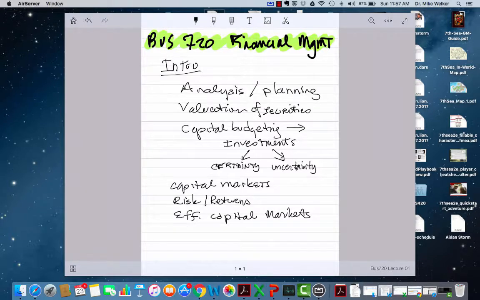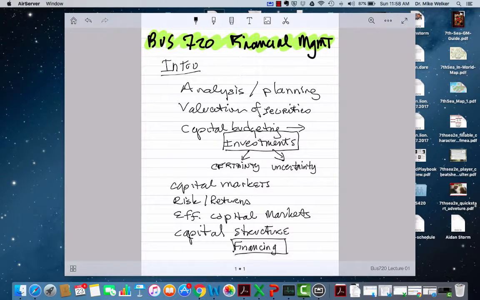Then we'll get into the topic of capital structure, which focuses on, instead of the investment side, which up here is the capital budgeting idea, the financing activities. Debt and equity primarily.